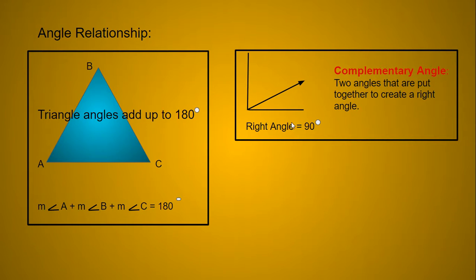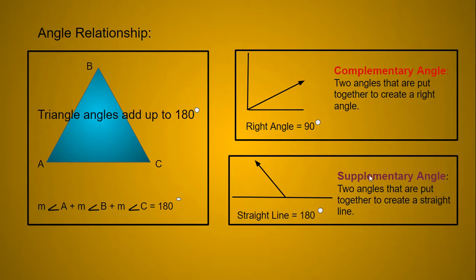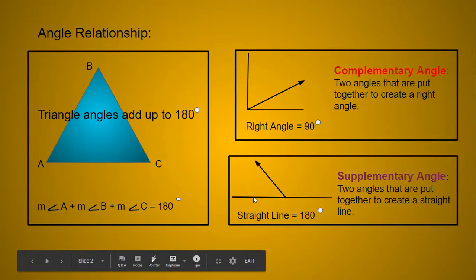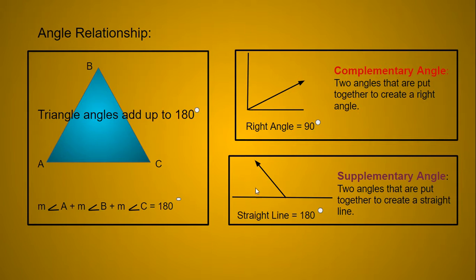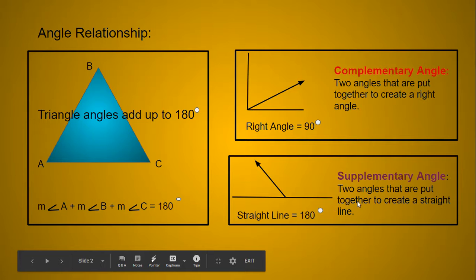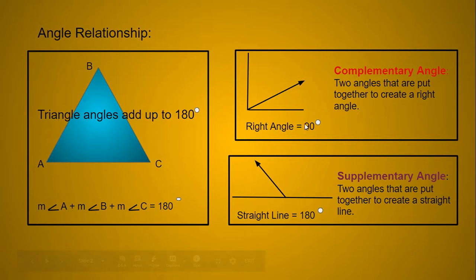For right angles, 90 degrees, you have a complementary angle, and this is where you have two angles. So you have this angle and this angle that create the right angle. For supplementary angle, you have a straight line. A straight line is 180 degrees because it would be like half of a circle, a semicircle. And again, this is two angles that are put together to create a straight line. So this is 180 degrees, straight line, supplementary angle. This is a right angle, complementary, 90 degrees.